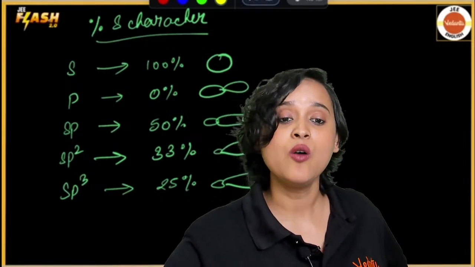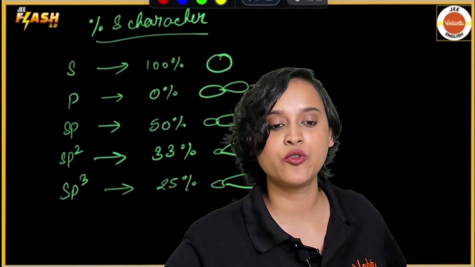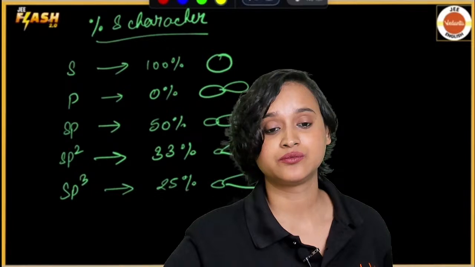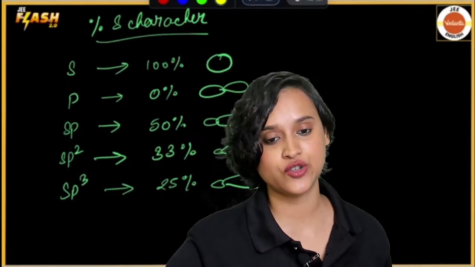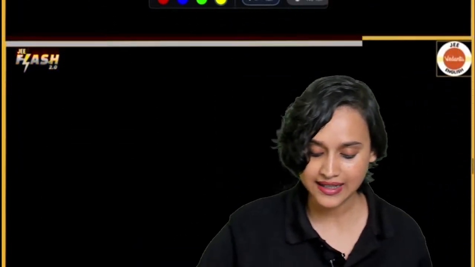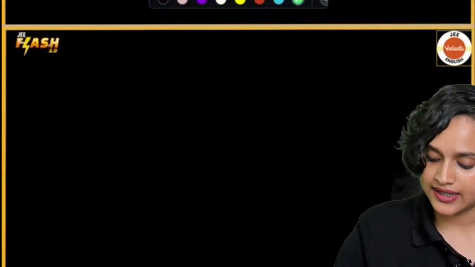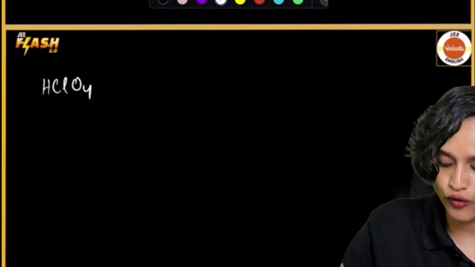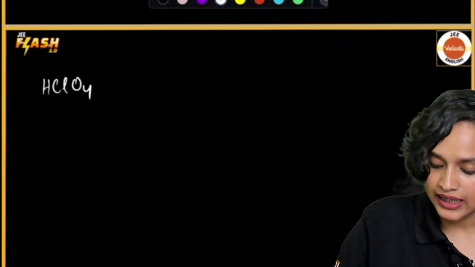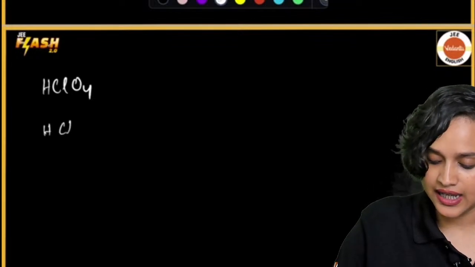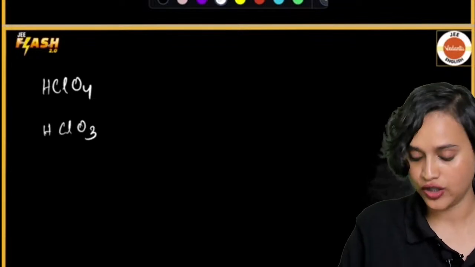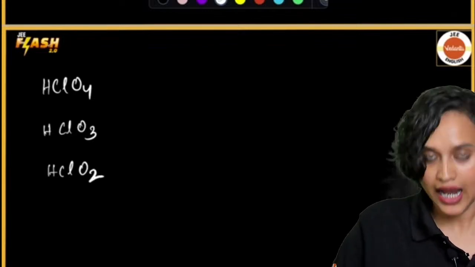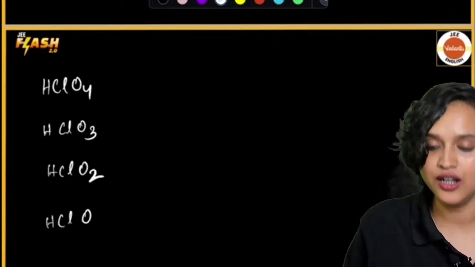Great. Now, one last thing that I have to teach you before we move on to molecular orbital theory, and that is acidic strength. Let us take the example of HClO4. Then let us take HClO3. Then we have HClO2 and we have HClO.